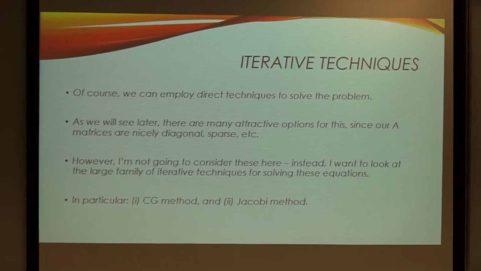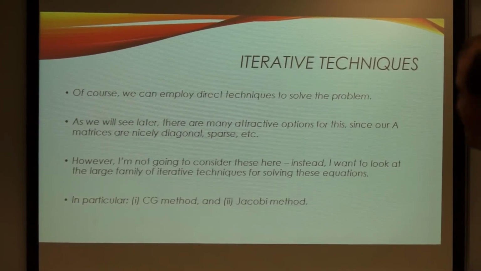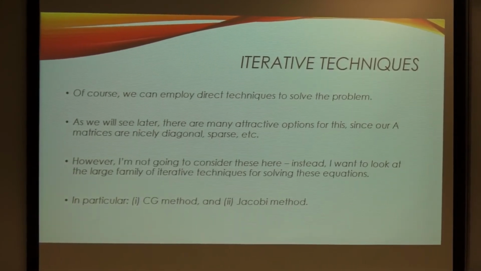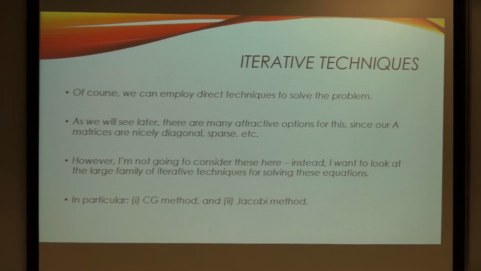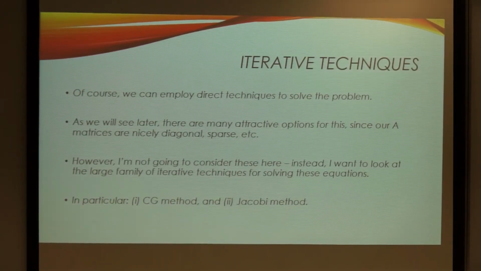So yes, because the matrix is so nice, positive, definite, diagonal, very neat and predictable, symmetric, we can use direct techniques to solve the problem. As we see later, there are many attractive options for this because A is so nicely sorted, but today I'm not going to talk about direct techniques. You might be familiar with some of those direct techniques. One of my favorite is using orthogonalization, Gram-Schmidt, QR. Yeah, it's a really nice technique. I'm not going to teach that to you today. I could. Instead, I'm going to show you CG and Jacobi.